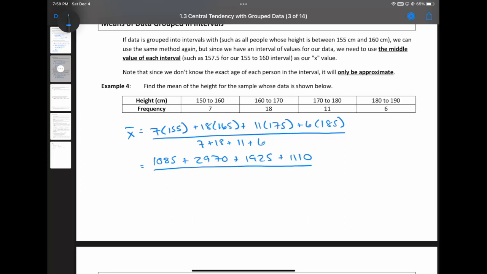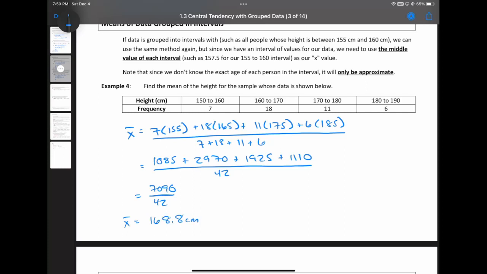Okay, so 7 plus 18 plus 11 plus 6 is 42. Add up all those top numbers: 1085 plus 2970 plus 1925 plus 1110. 7090 divided by 42. And when I finally do that, I think I get 168.8.